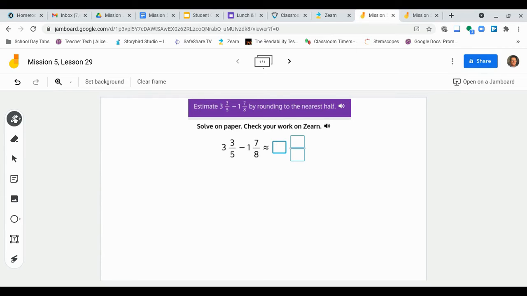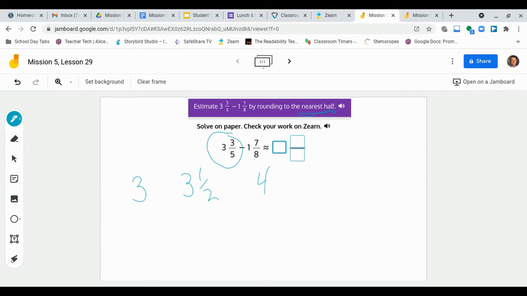For instance, in this one we're going to have 3 3/5 minus 1 7/8. So we're going to start off with the 3 3/5 right here. Now what I'm going to ask myself is this. Here are my choices. Is 3 3/5 closest to 3? Is it closest to 3.5? Or is it closest to 4? So we're going to round. That's what we mean when we estimate here. We're going to round to either 3, 3.5, or 4. So that's why it tells us we're rounding to the nearest half.